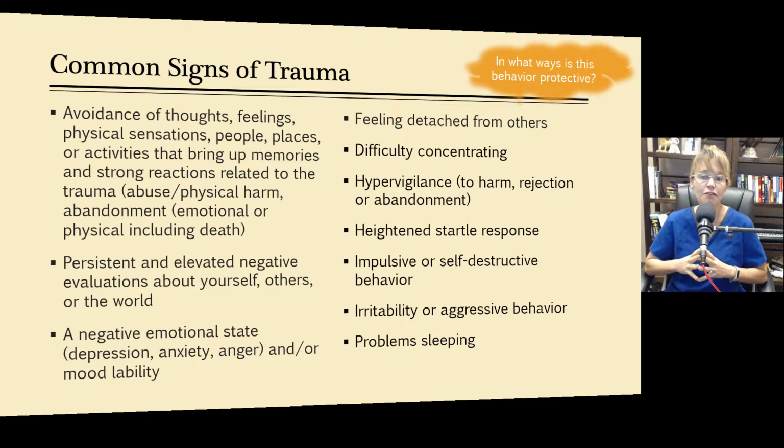The third is a negative emotional state: depression, anxiety, anger, and or mood lability. So you may be happy sometimes, and then all of a sudden it doesn't take much to put you in a bad mood. Or you may be in a bad mood or unhappy most of the time. And we want to recognize that and look at where that might be coming from.